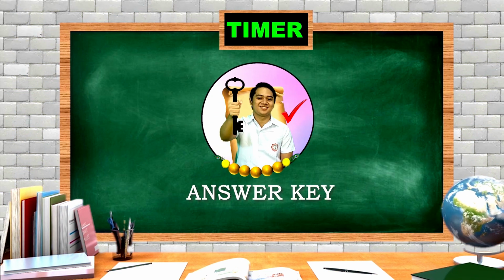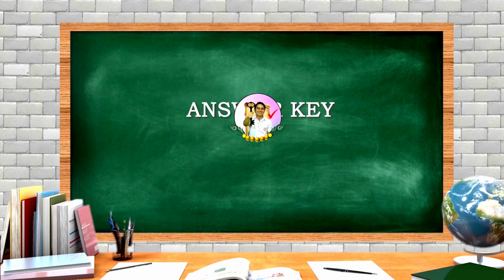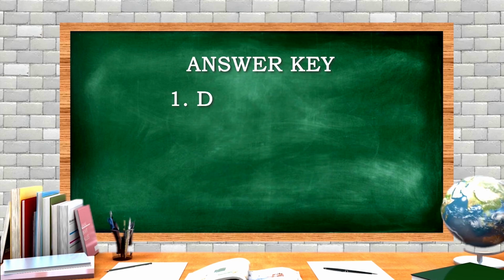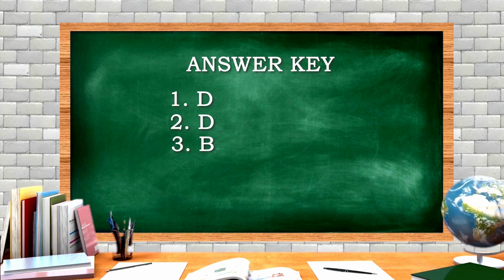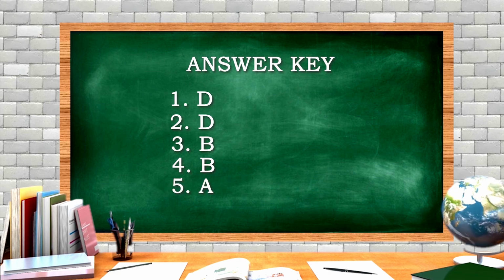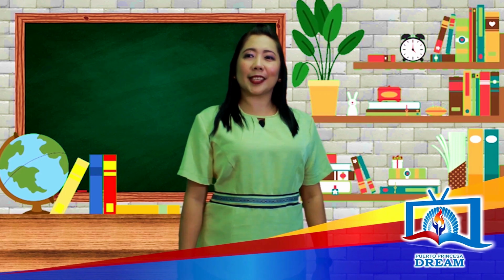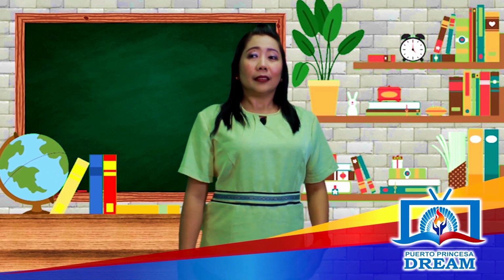Check your answers on the screen. Number 1, D. Number 2, B. Number 3, B. Number 4, B. Number 5, A. Did you answer the questions correctly? If yes, you're awesome. If not, that's fine because as we go along with our lesson, you will learn and understand more about this topic.